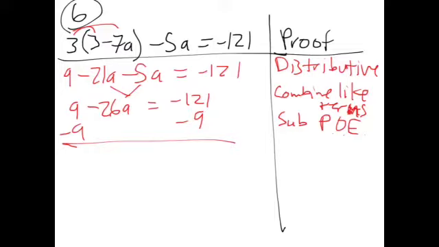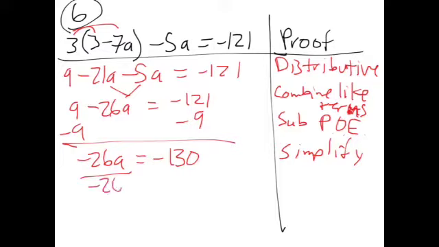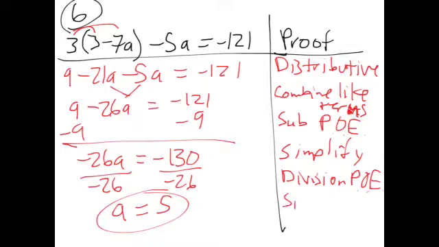And to get to my next step, I'm going to have to simplify. And so this will be simplified. Negative 121 minus 9 is negative 130. If you divide by negative 26, well, if you divide both sides by a number, that is the division property of equality. And if you take that whopping negative 130 and you divide by negative 26, you're going to get 5. And the last step is just to simplify.